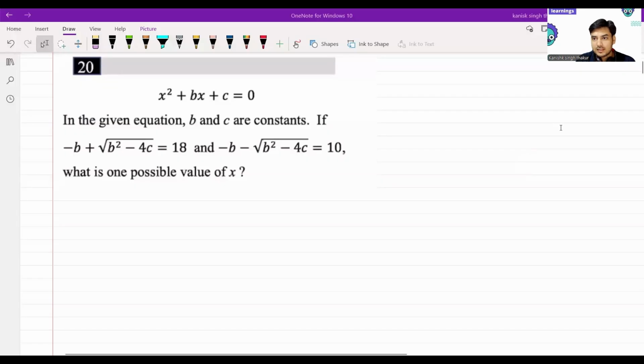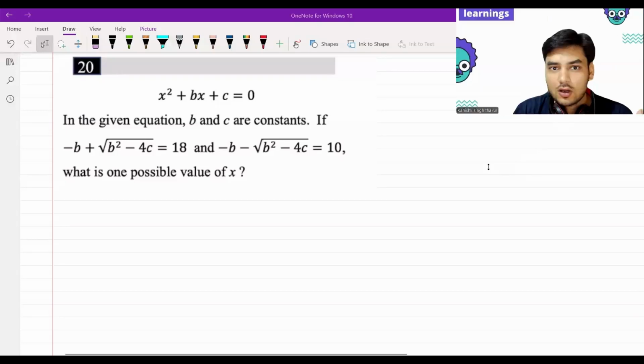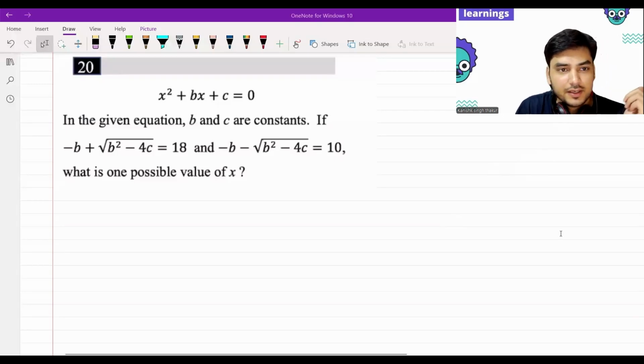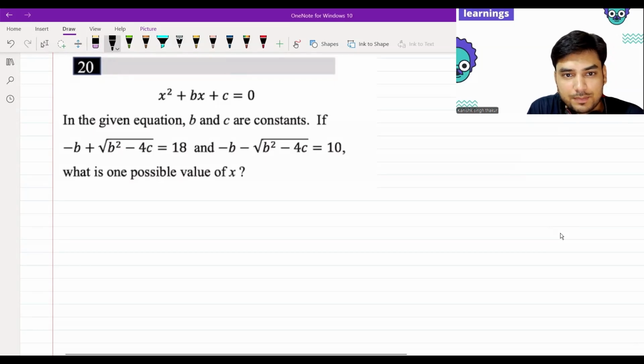And I hope you can see question number 1. Okay. So this will be covering all of the questions and all of the topics which are asked in your recent SAT exam, right? So let us come to the very first question, which is x square plus bx plus c equal to 0, and b and c are constants. Okay. Now if minus b plus minus root of b square minus 4ac is 18 and it is 10, so what is the possible value of x? Okay, you have to find the possible value of x, right?